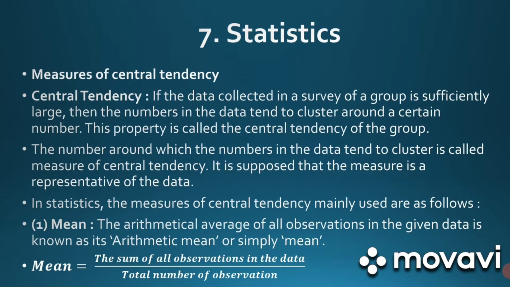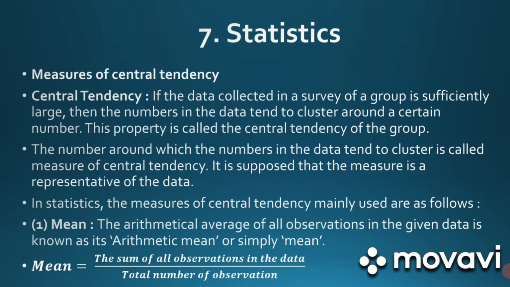Measures of central tendency. What is central tendency? If the data collected in a survey of a group is sufficiently large, then the numbers in the data tend to cluster around, that is, crowd around a certain number. This property is called the central tendency of the group. The number around which the numbers in the data tend to cluster or crowd around is called the measure of central tendency. It is supposed that the measure is a representative of the data. In statistics, the measures of central tendency mainly used are as follows.